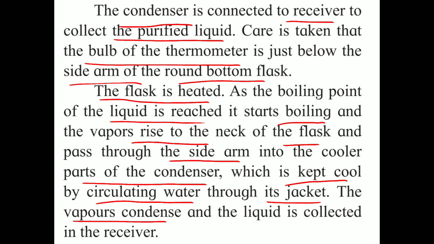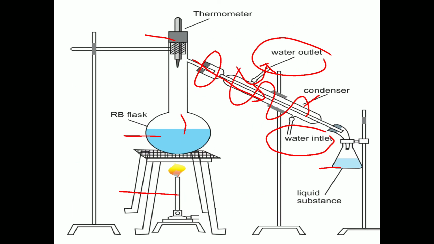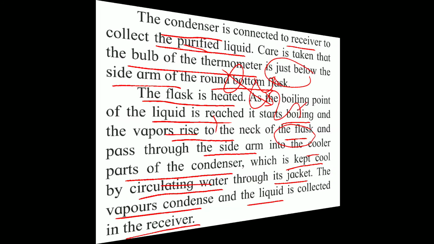The vapor is condensed and the liquid is collected into the receiver. This is the receiver which is used to collect the liquid in the pure form.